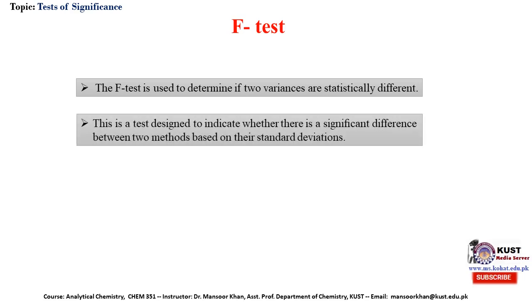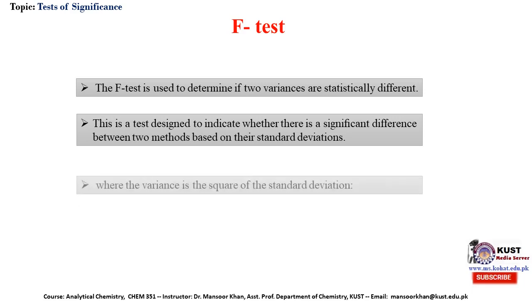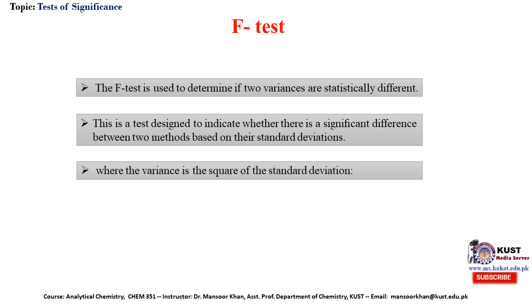This is a test designed to indicate whether there is a significant difference between two methods based on their standard deviation. As we can say, standard deviation is also related to variance. So when the words standard deviation and variance come, it means that we are talking about precision, where the variance is the square of the standard deviation. This we have already discussed in our previous slide.